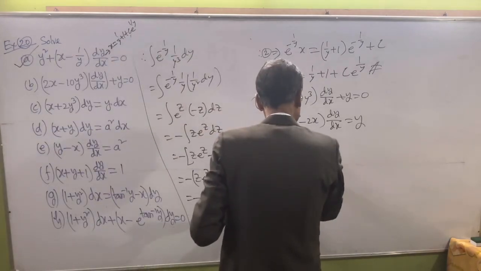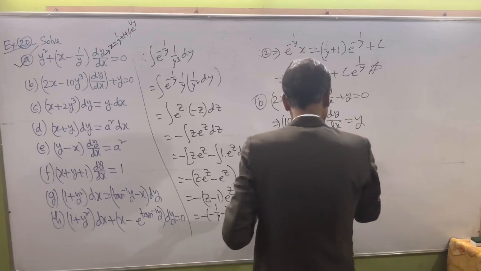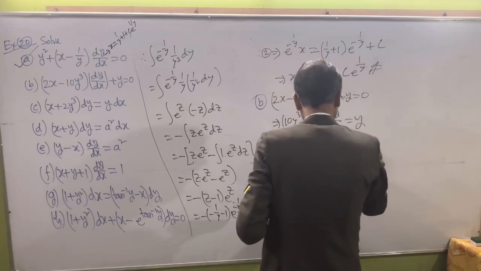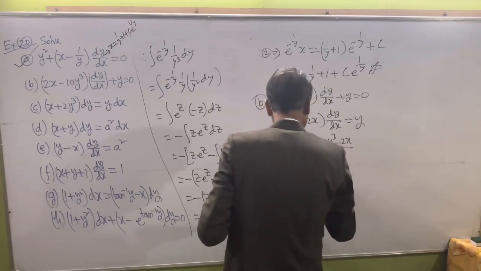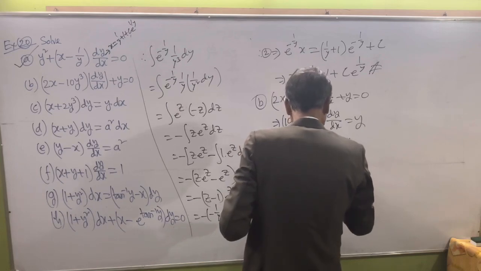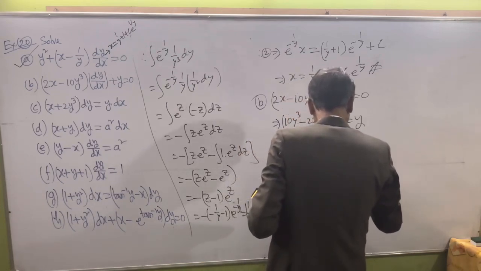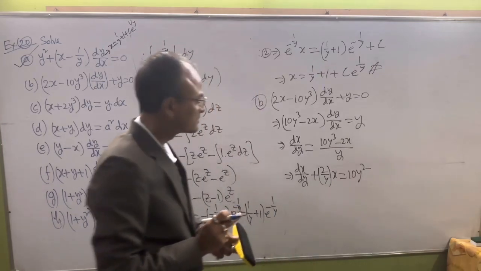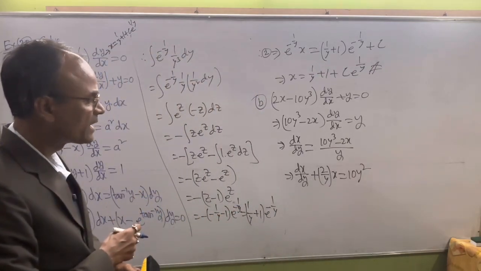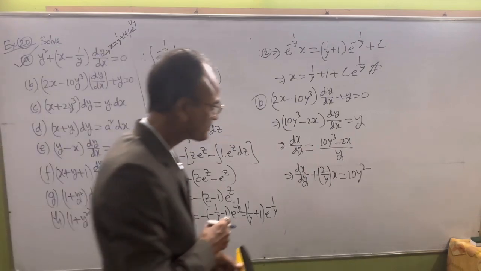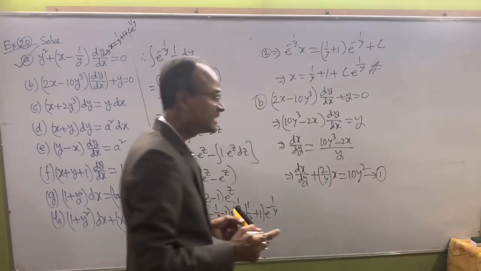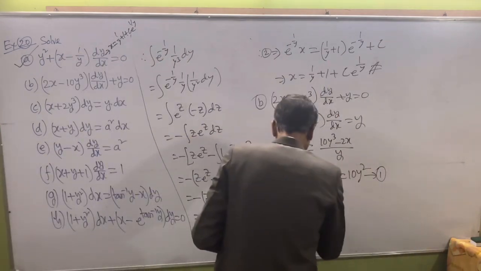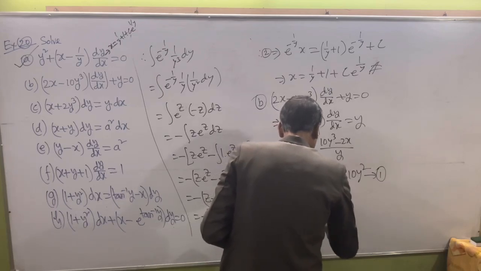Or you may write dx by dy equal to 10y cube minus twice x divided by y. Or you may write dx by dy plus 2 by y x equal to 10y square. You may write like this. Suppose this is number 1. This is linear in x.